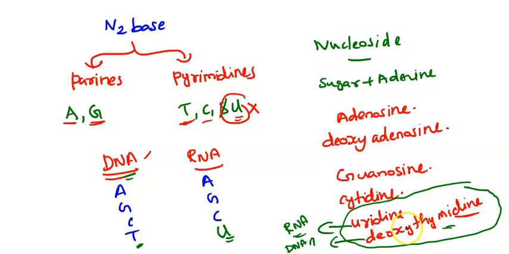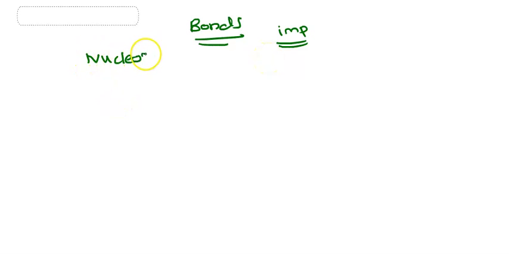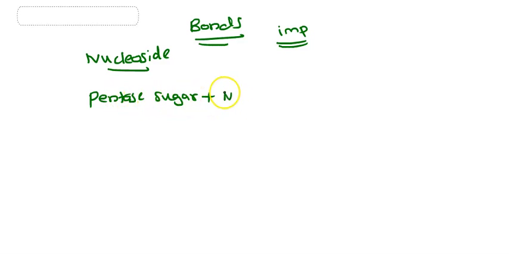Okay, so this is all the introduction, and next we are going to talk about the bonds present in nucleoside and nucleotide. Bonds, different types of bonds, that is very important. For example, we are taking nucleoside. Let me take the nucleoside. We know that in nucleoside you can see pentose sugar and nitrogen base. How these two are linked, that is the question.